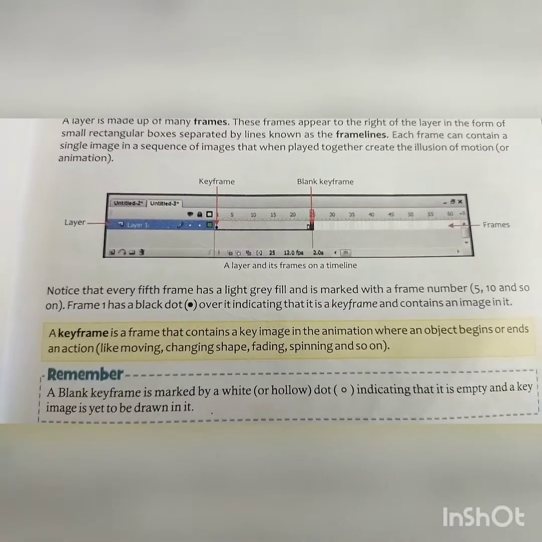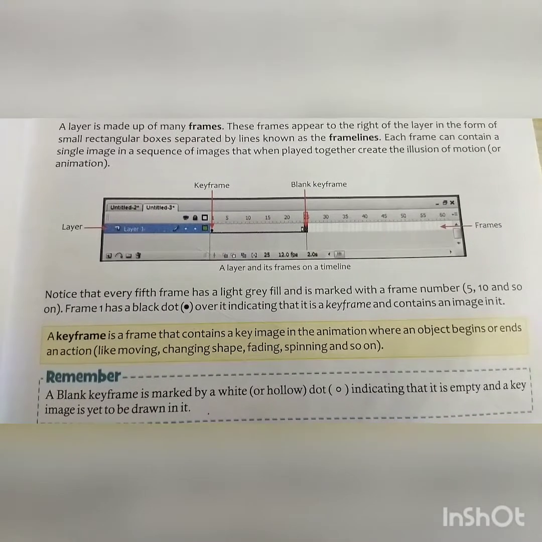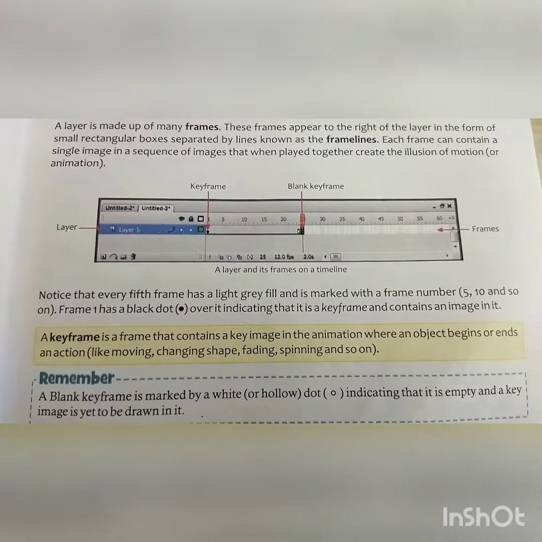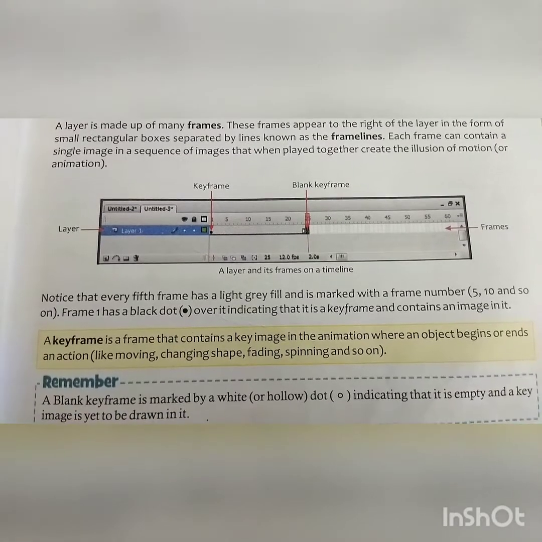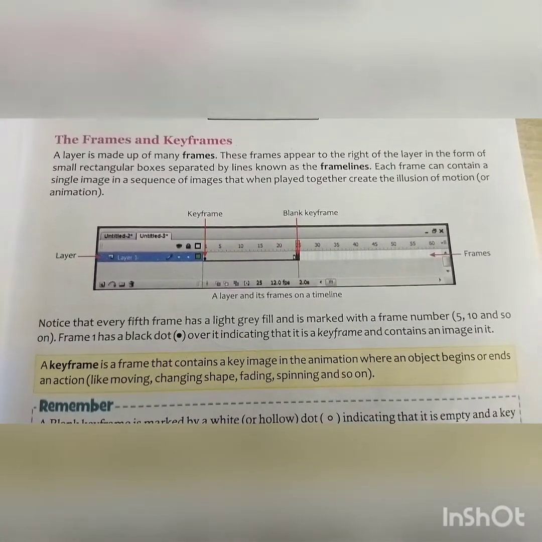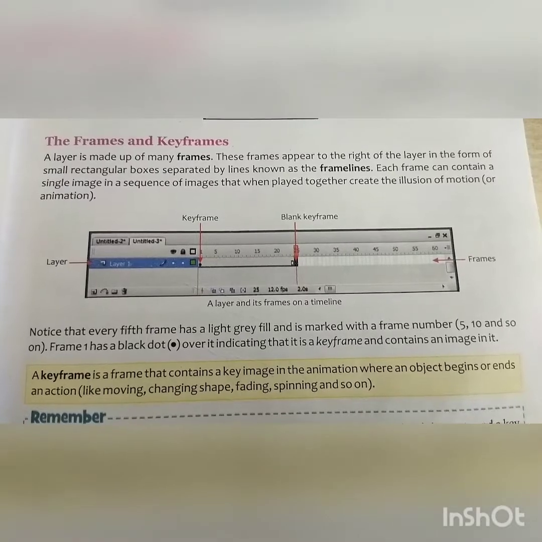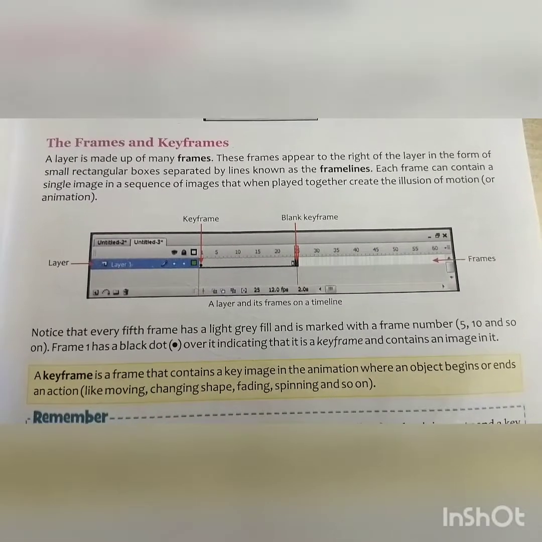Then students, remember this point: a blank keyframe is marked by a white or hollow dot, indicating that it is empty and a key image is yet to be drawn in it. So this is frames and keyframes. A layer is made up of many frames.